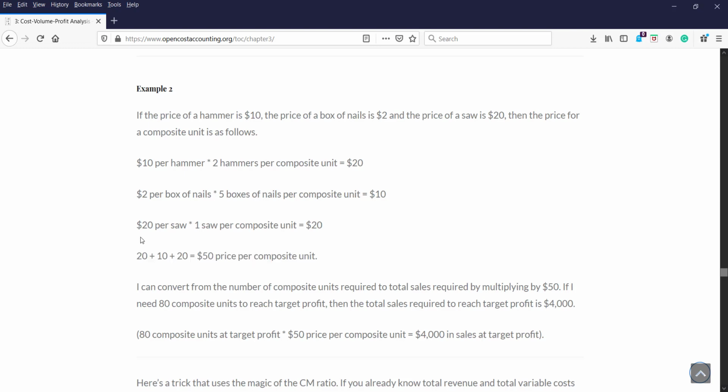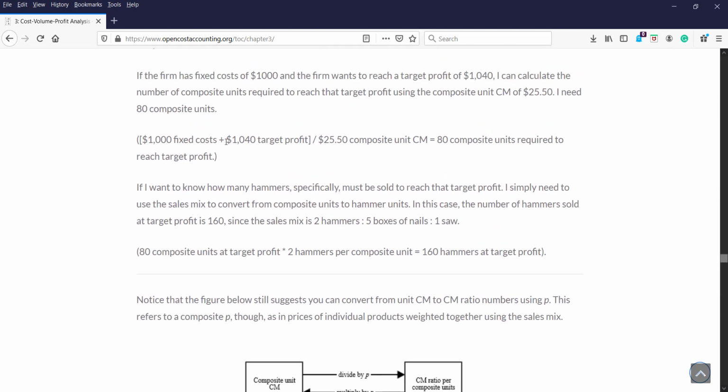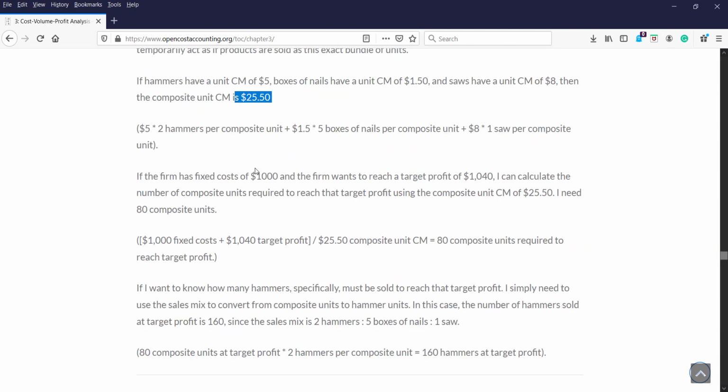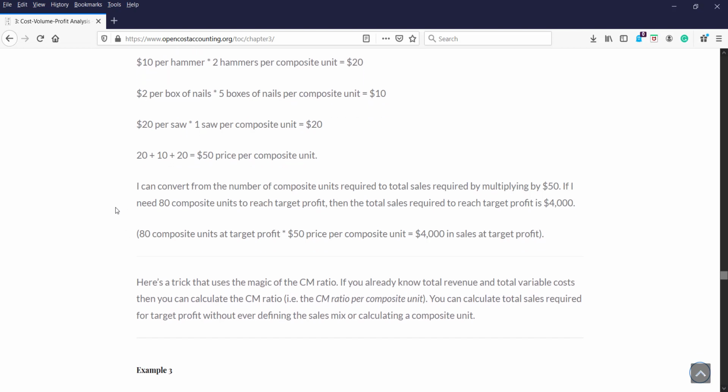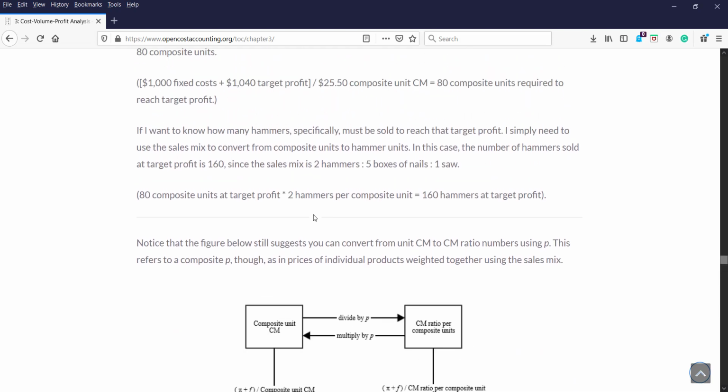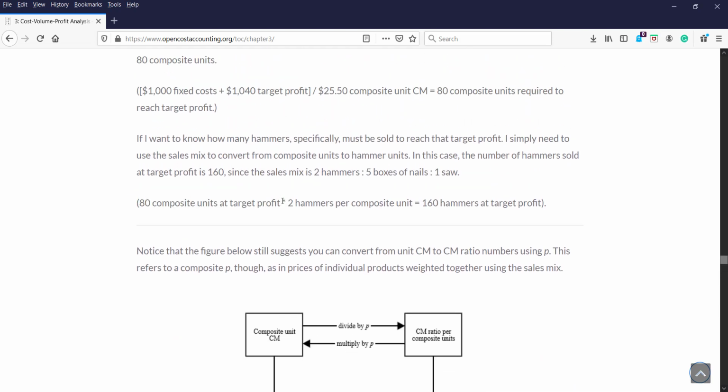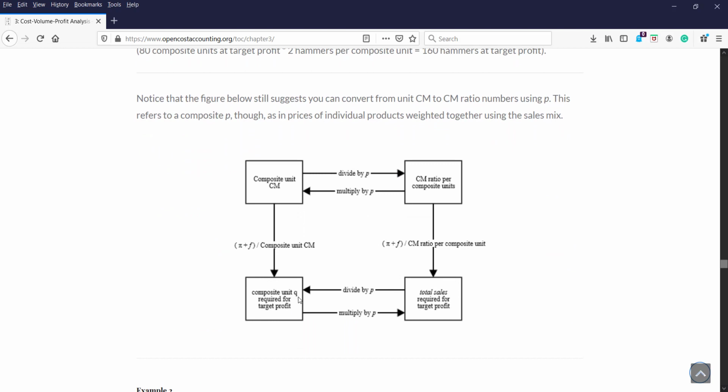And remember, way back up, we have CM ratio is simply unit CM divided by price. So we have the composite unit CM up here, $25.50 divided by the price per composite unit, the total revenue we have per composite unit. So from that we could get a CM ratio. Here I've actually just gone ahead and said, we said we needed 80 composite units. Right here, 80 composite units. I can multiply that by P to get total sales.